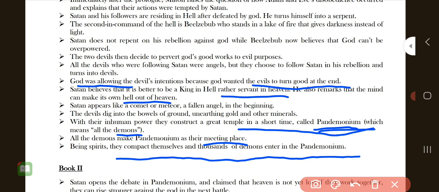And here is an important question that might be asked, and very, very important to know. Who established the place Pandemonium? A particular person established the place. If anybody knows about the place and the constructor of this Pandemonium, please text in the comment box.